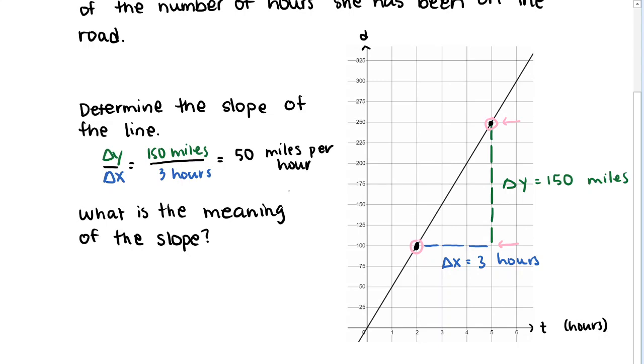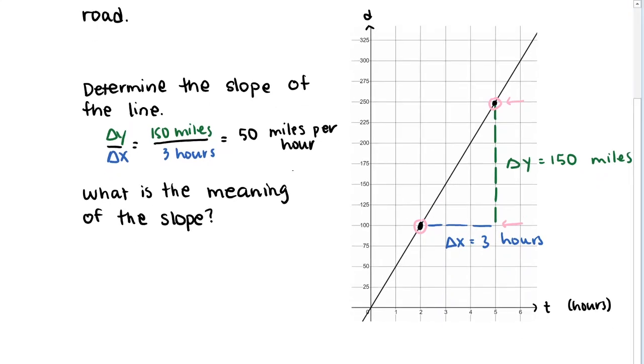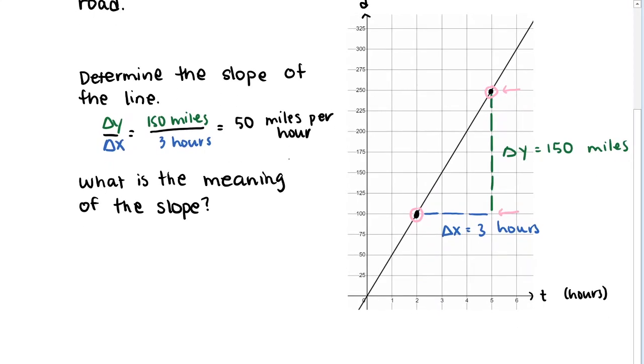And so what is the meaning of the slope? Well, the meaning of the slope is really just taking the units of the output variable and dividing it by the units of the input variable. Here this is telling us 150 miles divided by 3 hours, 50 miles per hour. It's giving us a speed or a velocity, right? So the slope was 50 miles per hour. And this is giving us the rate of change of the distance in terms of the time. This is giving us an average speed or velocity.